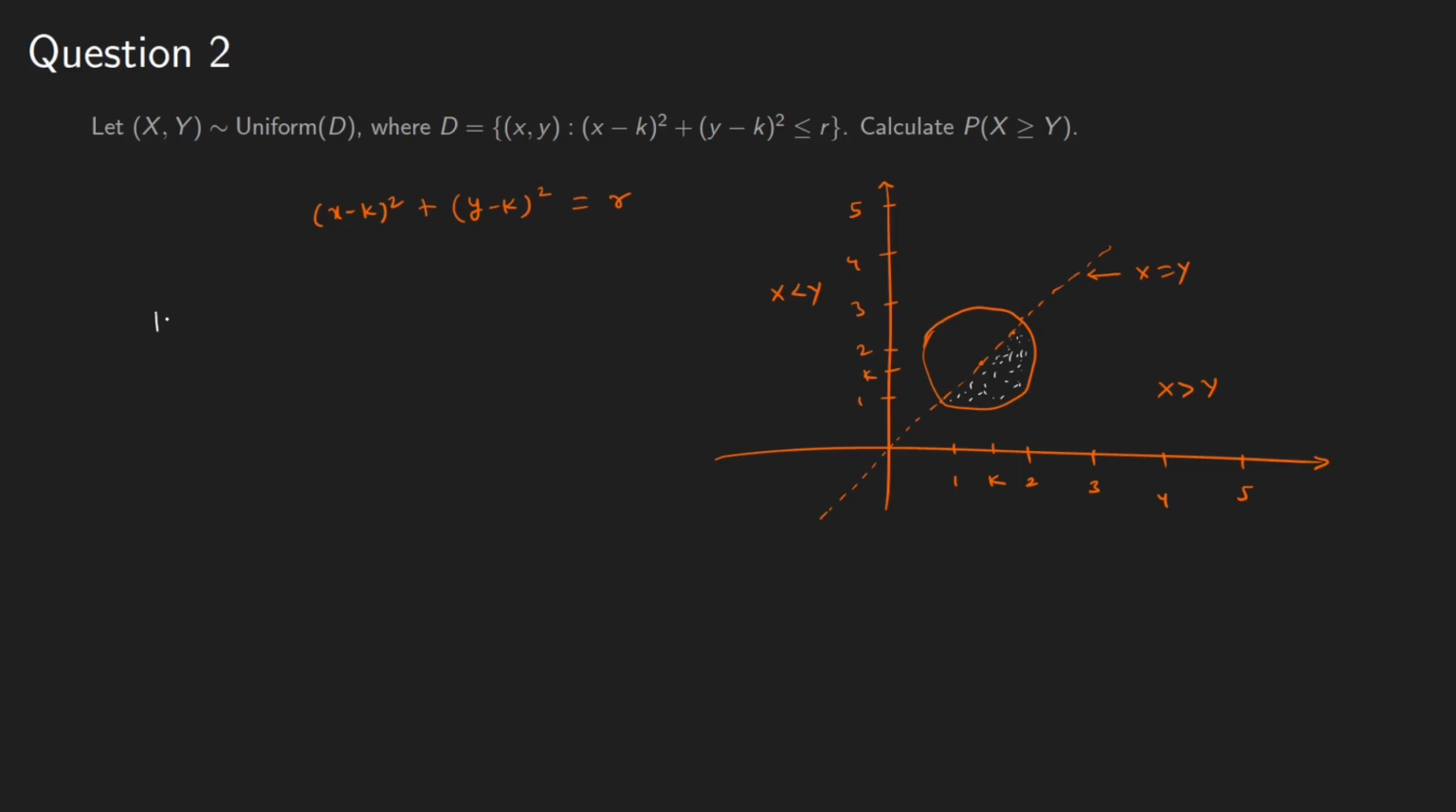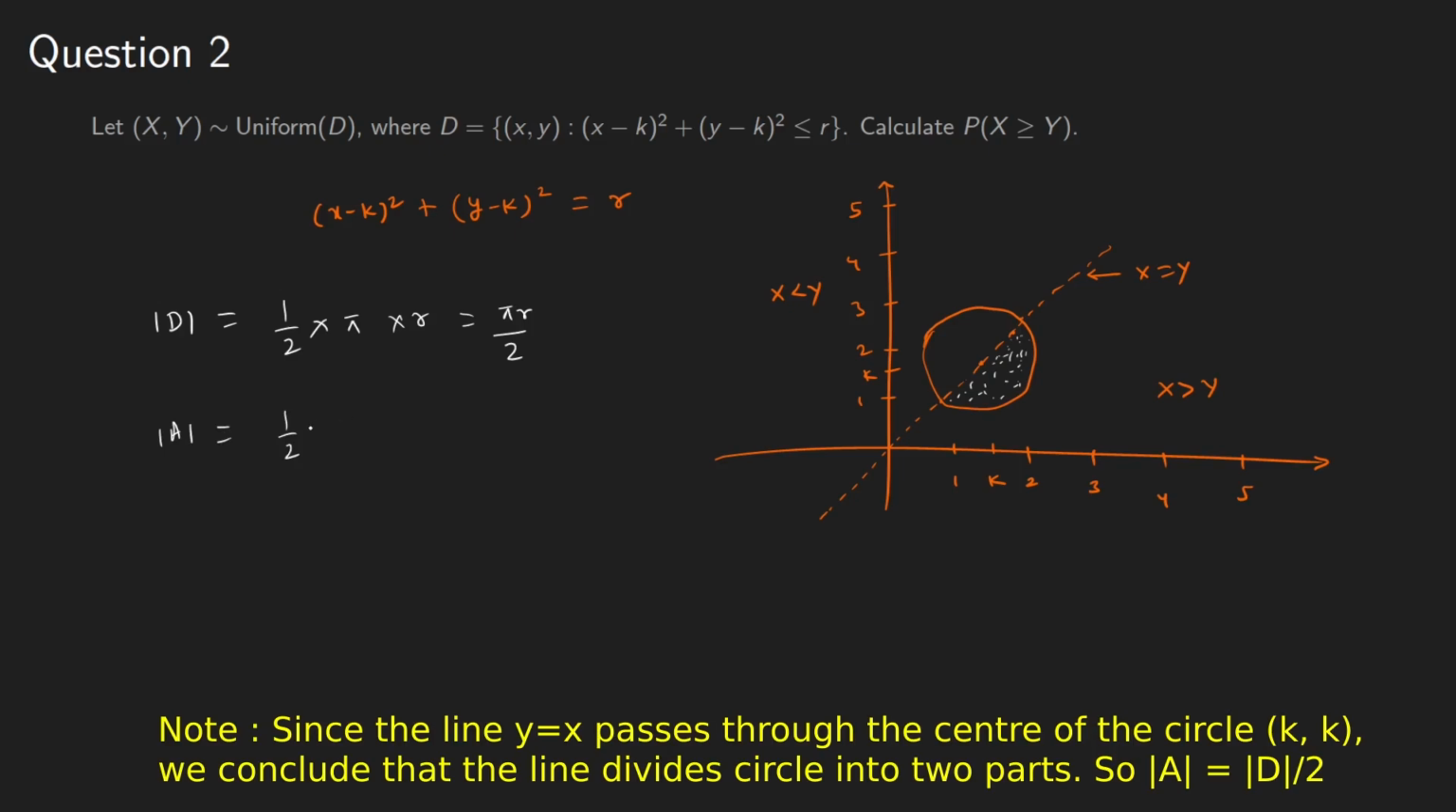that we will represent with D. So area of D will be half times pi r squared. Here the radius is under root r, so it will be pi r by 2. Now this is the required region where we have to calculate the probability. It will be half times the area of the circle, right? So pi r by 2, so it's clearly pi r by 4.